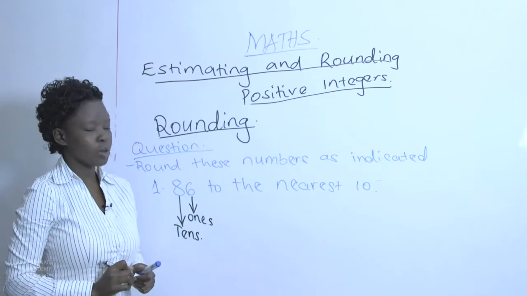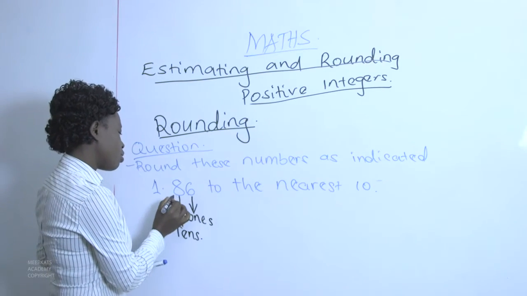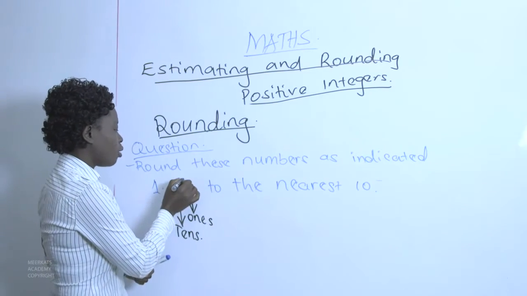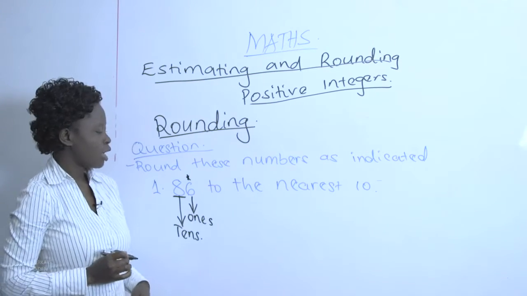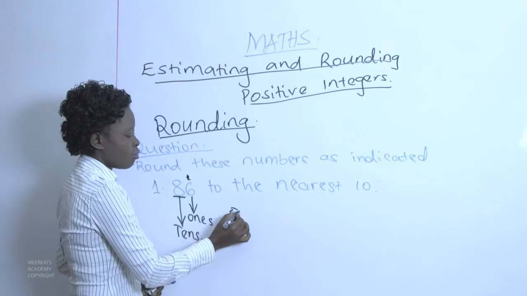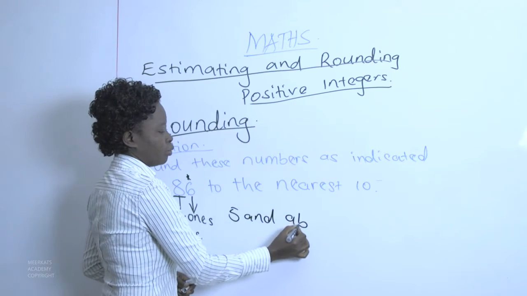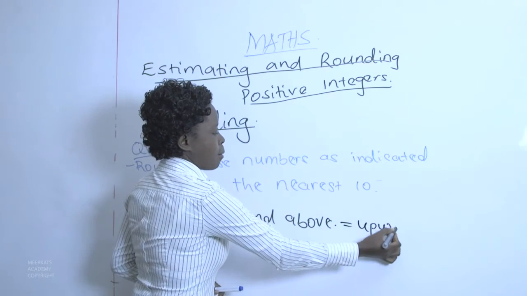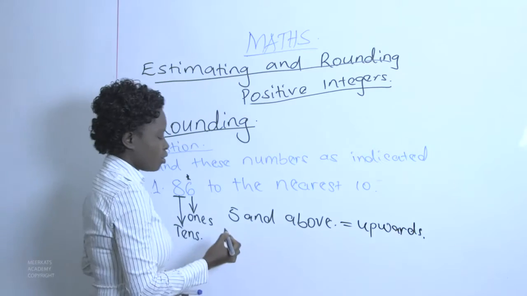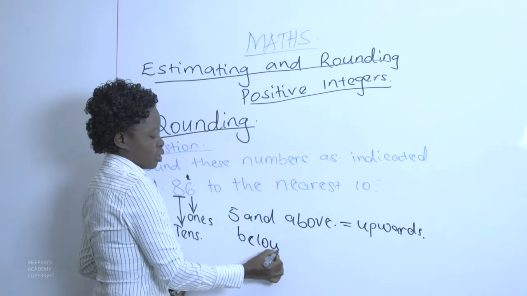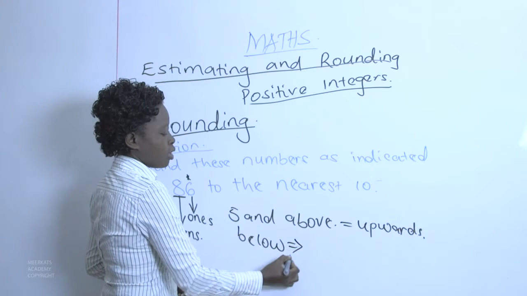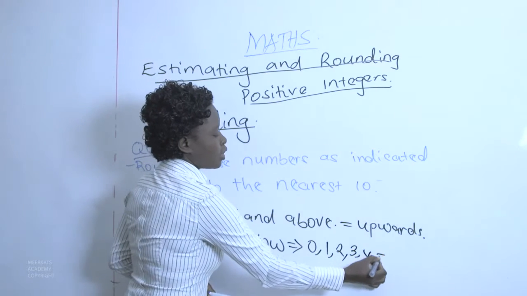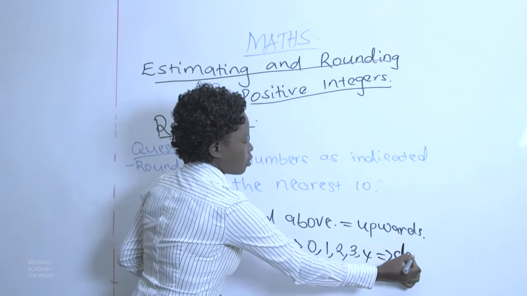So when you are being asked to round to the nearest 10, it means we are looking at the number in the tens place value, but look at the next digit that you have. If the digit is 5 and above, then the number is rounded upwards. But if the digit is below 5, by below 5, the digit could be 0, 1, 2, 3, or 4, then the number is rounded downwards.